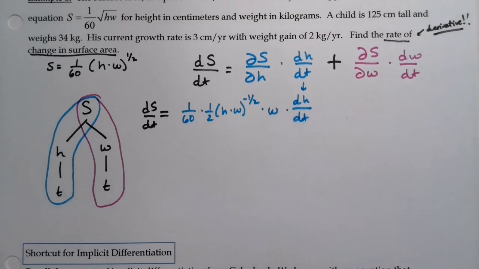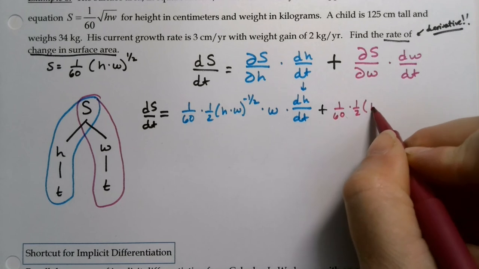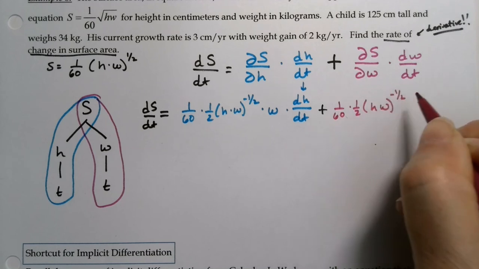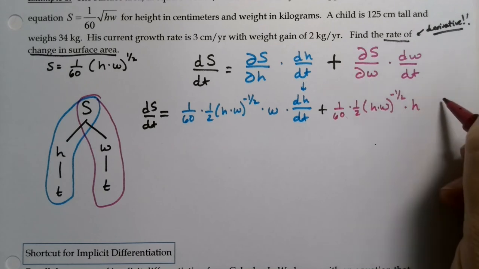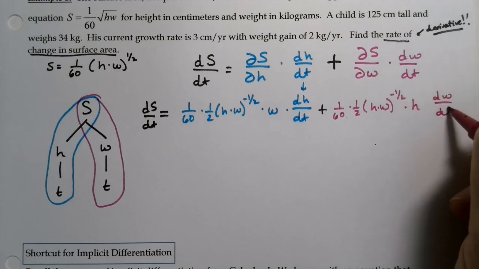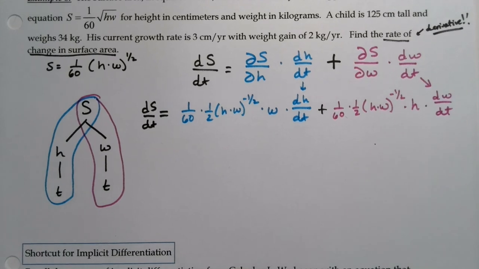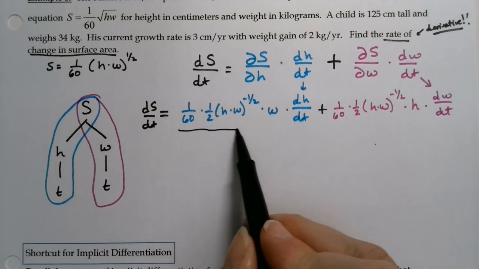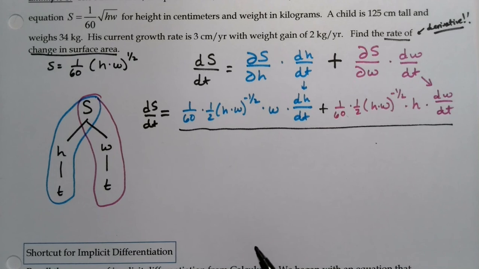And then you'd add to it, and you basically do the same thing with the other side. So it's 1 over 60 times a half times hw to the negative 1/2 times h, right? And then bring the dw dt down. That comes right down there. All right, now that's actually the rate of change. I mean, we found it. We could simplify it a little bit, but it's not necessary because they didn't ask us to.